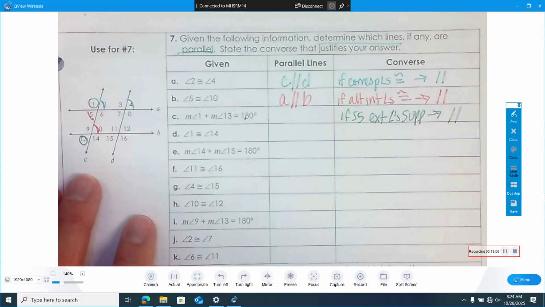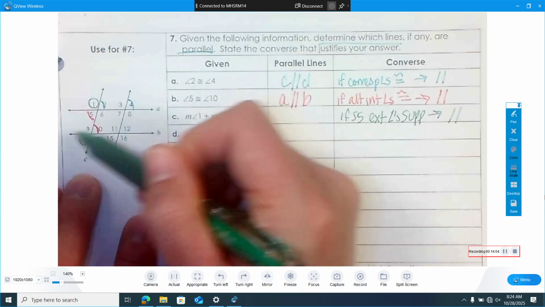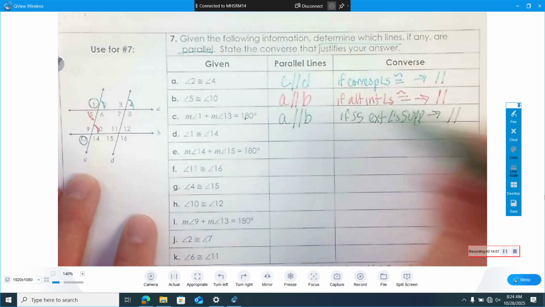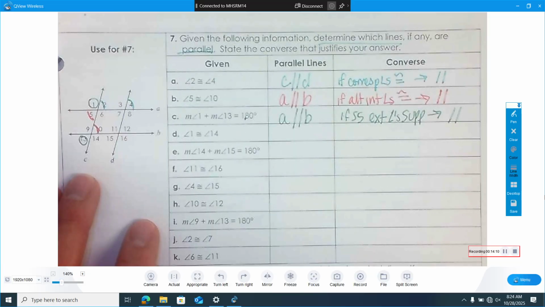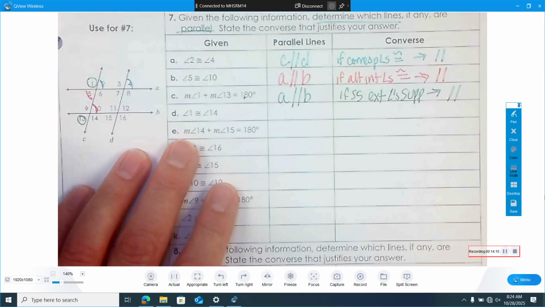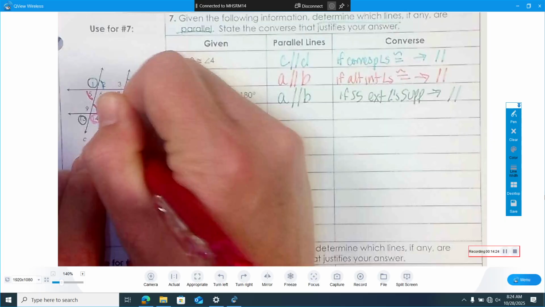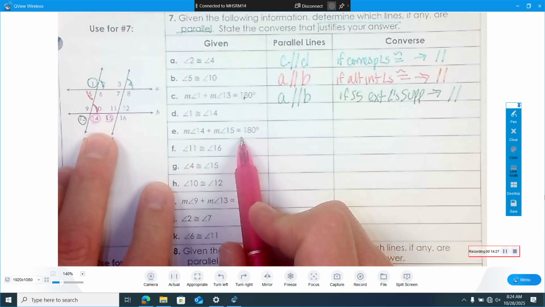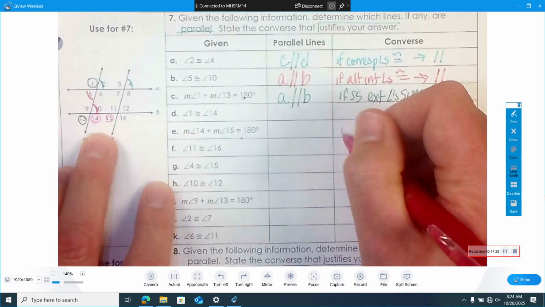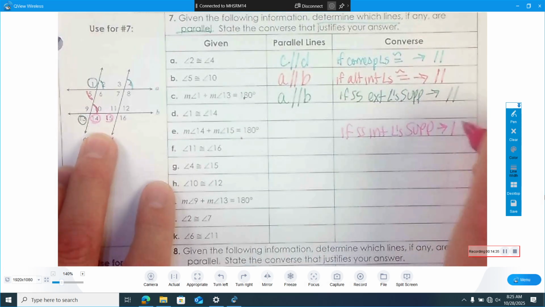Which lines are parallel? A and B, yep. Again, C is the transversal crossing 2 parallel lines. So A is parallel to B. All right. Let's look at E. On letter E, the measure of angle 14 plus the measure of angle 15 adds to be 180. What kind of angles are those? Same side interior.